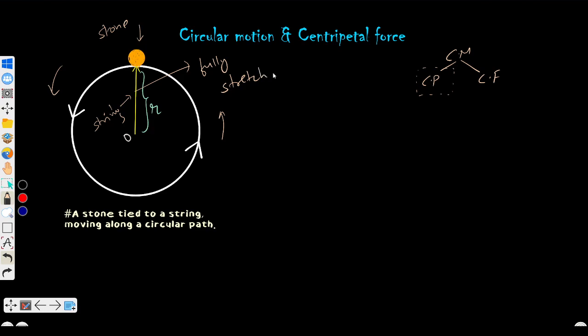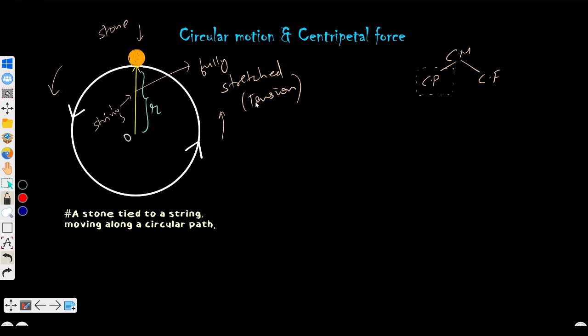The string is fully stretched, which is nothing but tension along the string. This is the concept of tension along the string. Tension is nothing but a kind of force. So what do you think? When we rotate this string, we observe that this string is fully stretched and the object performs circular motion.